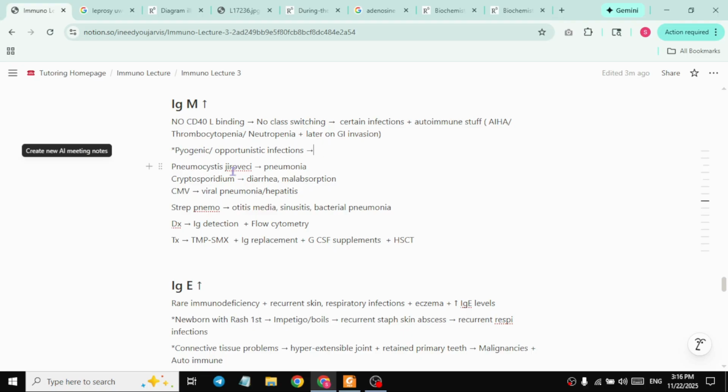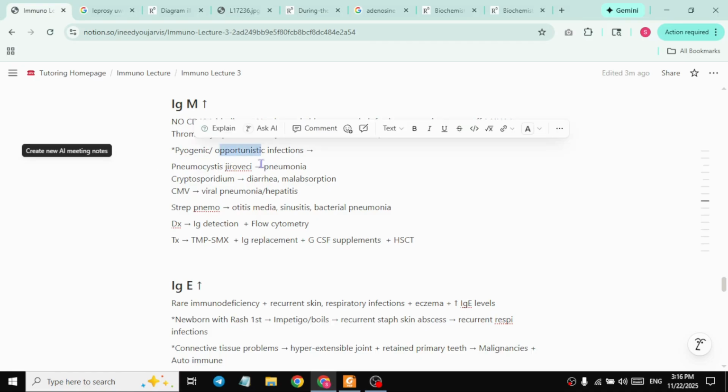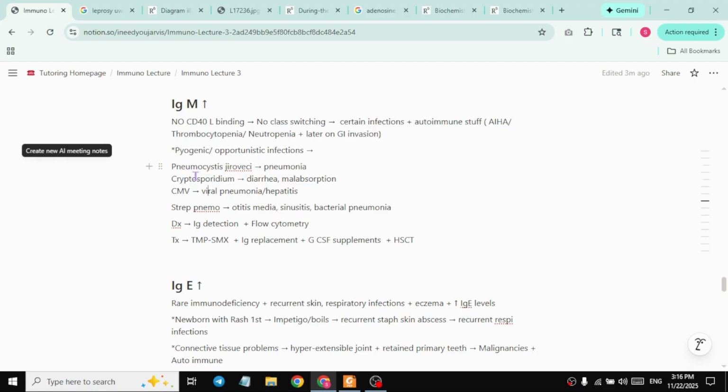What are the typical organisms that you're going to see? Pneumocystis. You see, all of the opportunistic infections are going to come here, right? Cryptosporidium. Most of these were seen with HIV, right? Like late HIV presentation, CD4 cells are decreasing, but now you're going to see this early on in IgM.